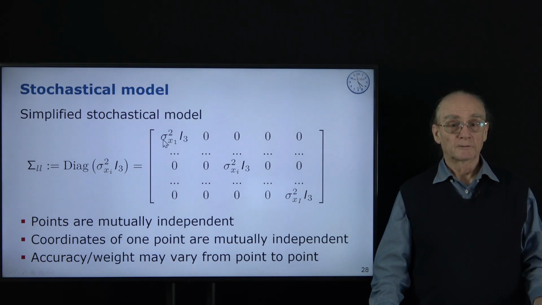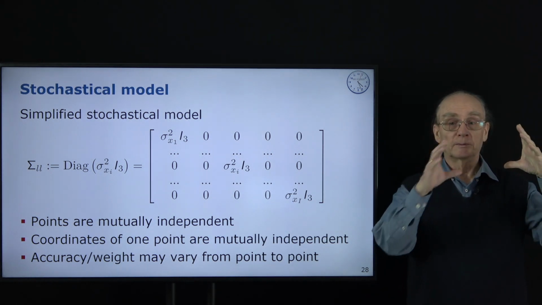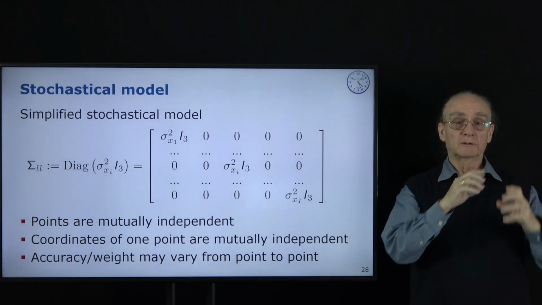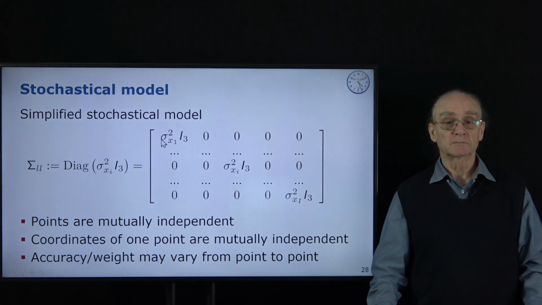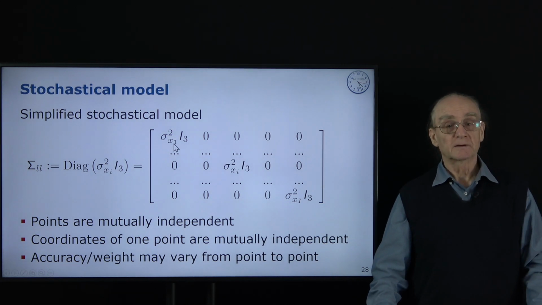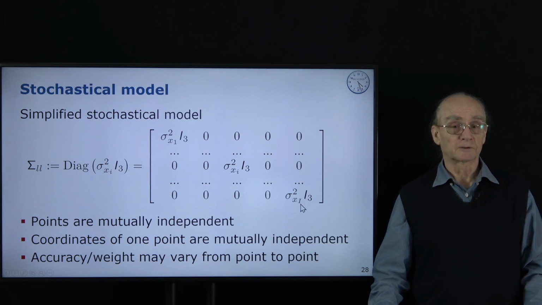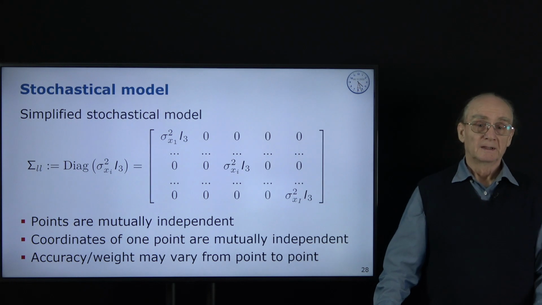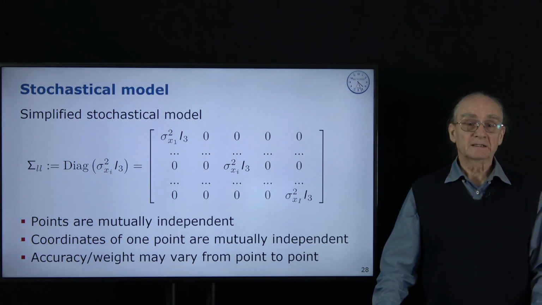But for each point it may be a little bit different. So we may have a very precise point, or we may have a very bad point, and we describe that by this factor sigma x1 square, which is the variance of the first point coordinates. So this is a very simplified model, and you see we don't need to specify much. We only need to specify the sequence of these variances from 1 to I, and we are finished, which is very simple. Now, how does this relate to the previous case visually?